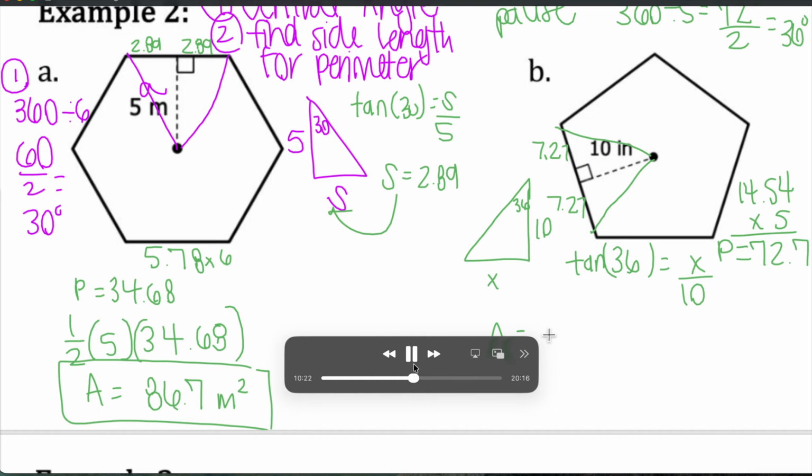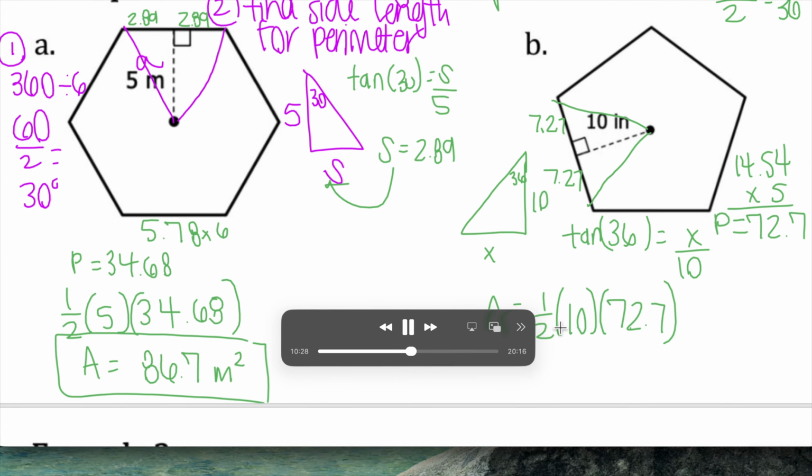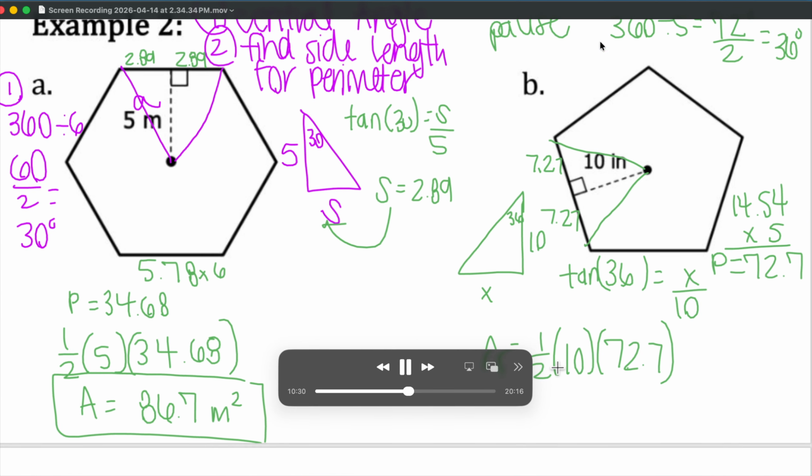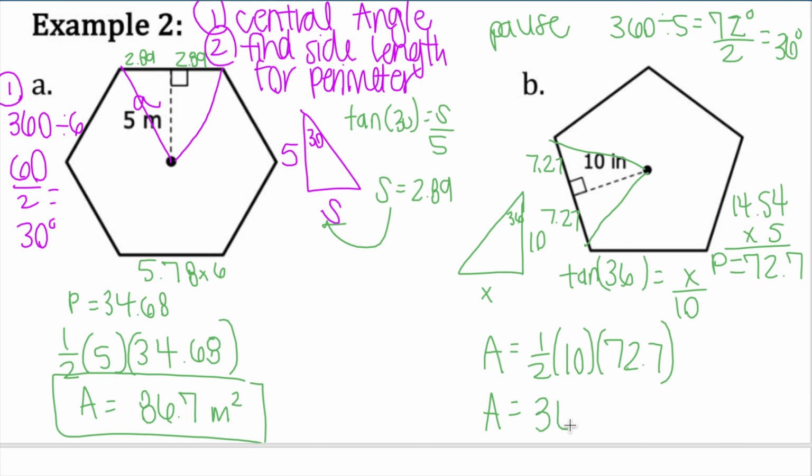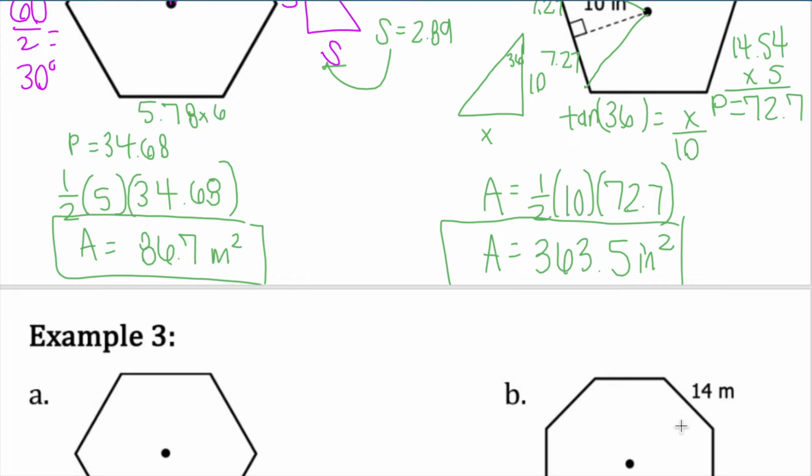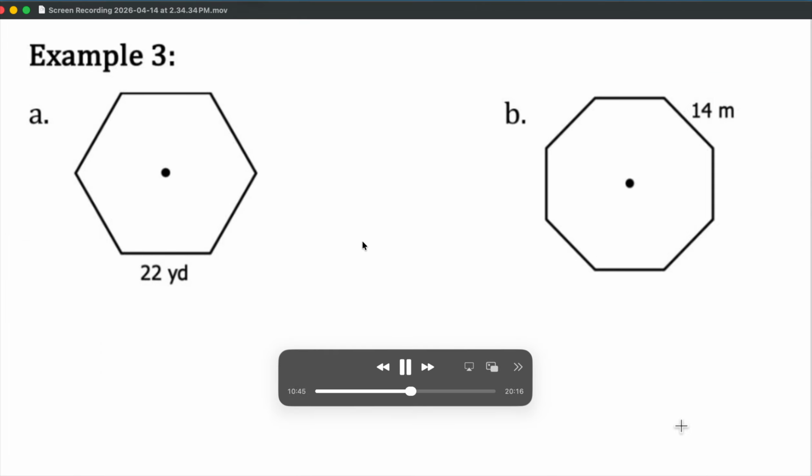Plug that all in now. We're going to come up with area is equal to 1/2 of 10 times 72.7, and we should get about 363.5 inches squared. Depending on when you round, you might be a little bit off from me, but for the most part, you should be pretty close.